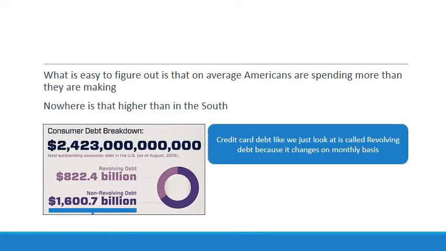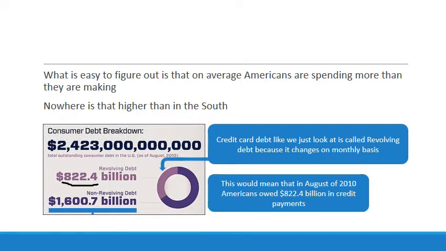Credit card debt, like we just looked at, is called revolving debt. It changes on a monthly basis. So when we look at this revolving debt down here, this 822 number, that is a number that changes on a monthly basis depending on what people are paying and how much they're paying off. So it's that lighter colored purple in this circle. This would mean that in August of 2010, Americans owed $822.4 billion in credit payments. Now think about that. That's 1 month. We'll come back to this 1.6 billion number shortly, but we want to look at that revolving debt first.